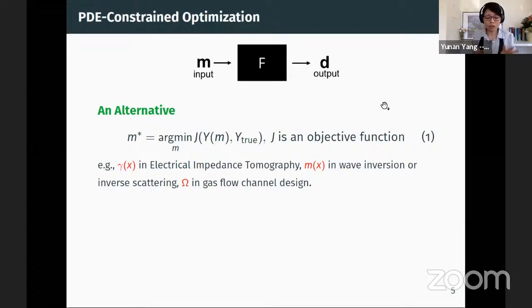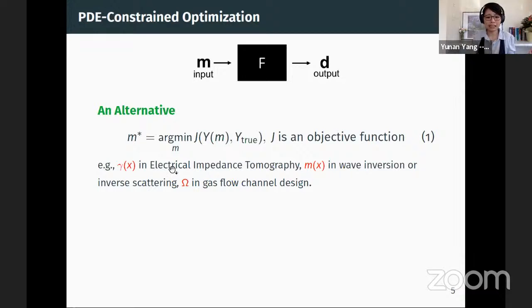So instead of searching for exactly what the inverse map from D to M is, we try to formulate it as a constrained optimization. Based on some information we can observe, which we usually regard as the data, we can also try to simulate the forward process based on our own guess of the parameter M.